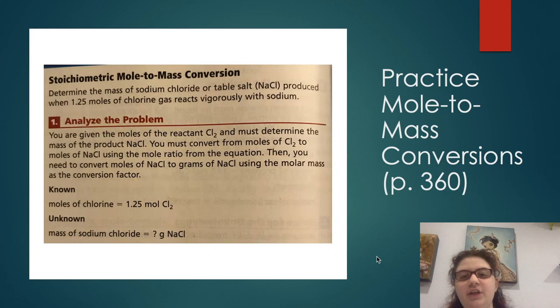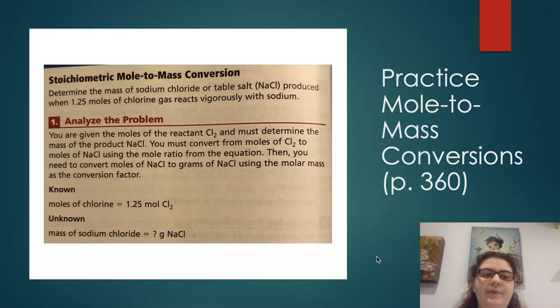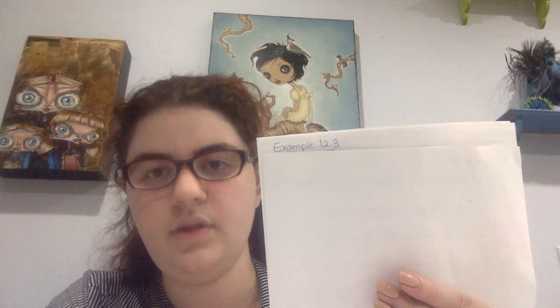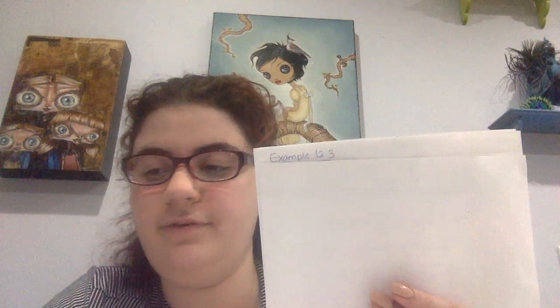Okay, so we will be looking at one more example today. We'll be looking at example 12.3. We're going to do mole to mass conversion. So we're going to use a new equation, and we're going to determine the mass of sodium chloride or table salt produced when we have 1.5 moles of chlorine gas reacting vigorously with sodium. Okay, so first we're going to find the balanced equation.